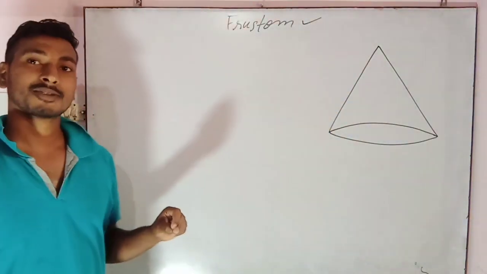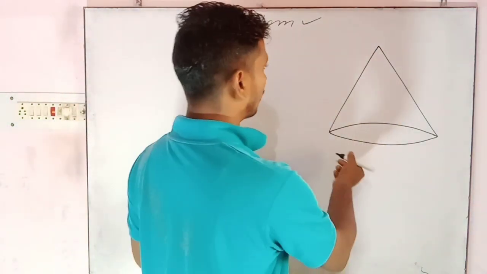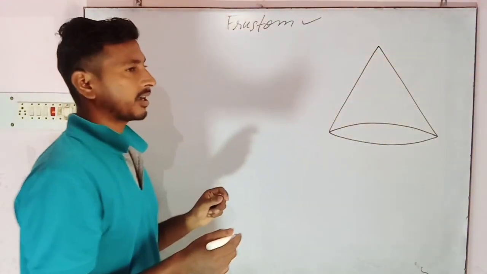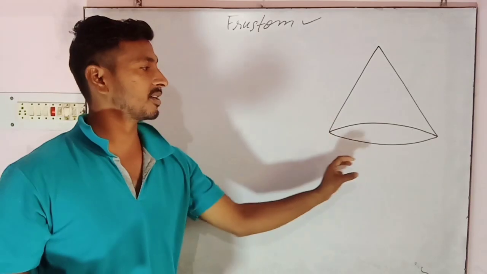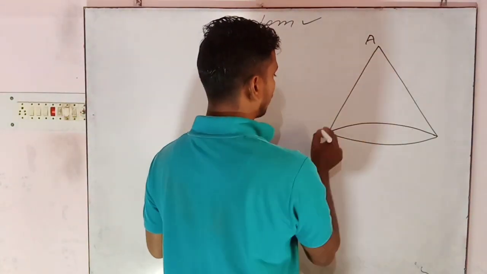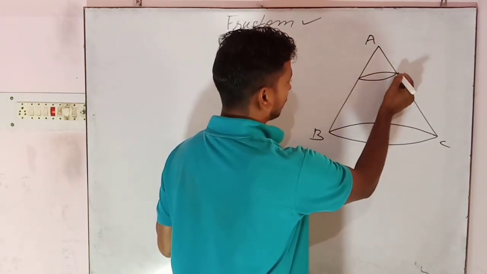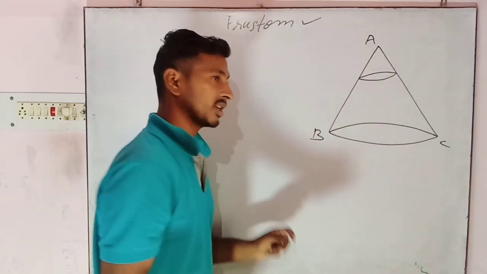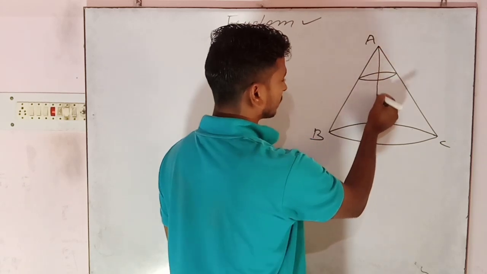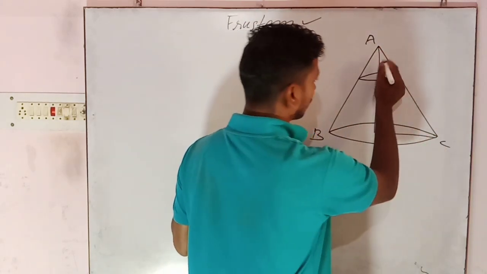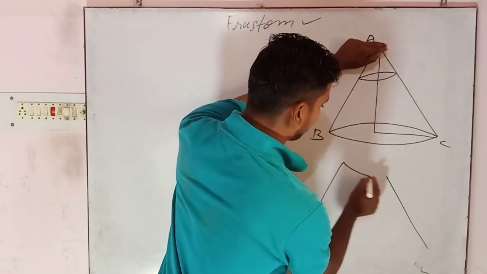Do you know what this shape is called? Yes, this is looking like a birthday cap. This is a cone. So when a small cone is cut out from a big cone, this is the big cone ABC, and when a small cone is cut off from the big cone, this small cone is cut off, then we are left with this shape.